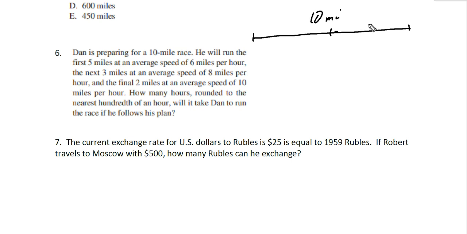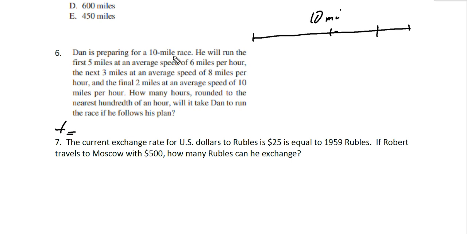Now in phase 2, the next 3 miles, Dan's going to run at 8 miles per hour. And then phase 3, the final stretch here, the final 2 miles, is going to run at 10 miles per hour. All right, it's nice we've got some of this information, but what we're really concerned about is the time. It says how many hours, how long will it take? So we want some equation in terms of time to figure out what is the time that it's going to take Dan on this stretch, and that stretch, and this stretch?